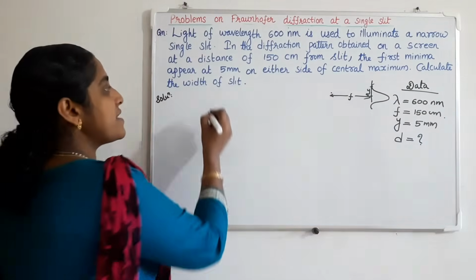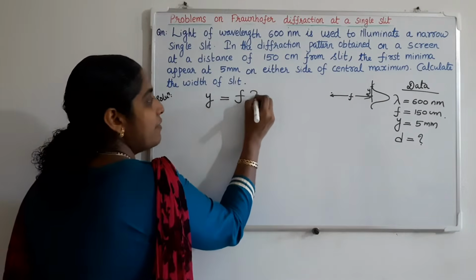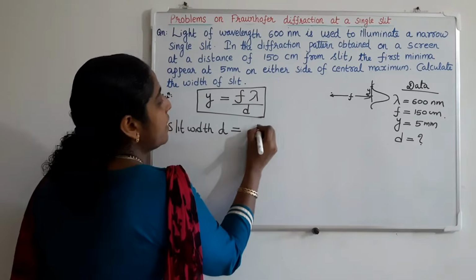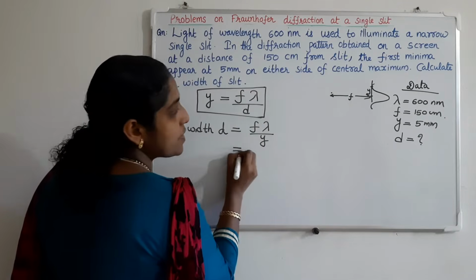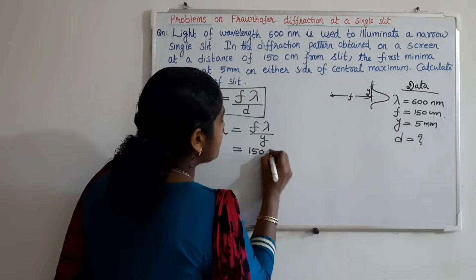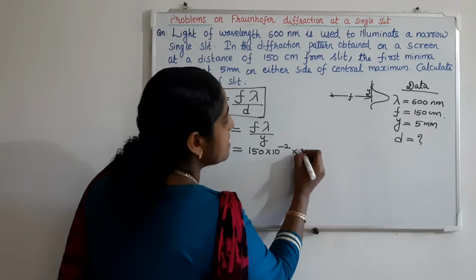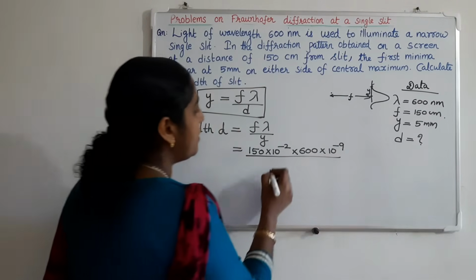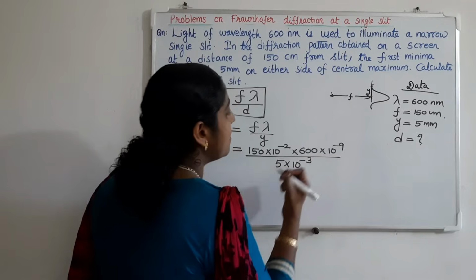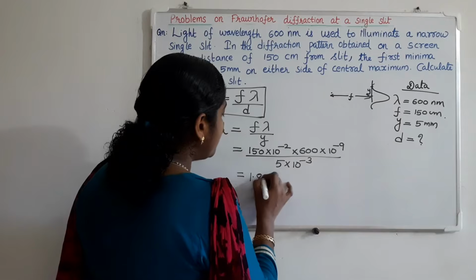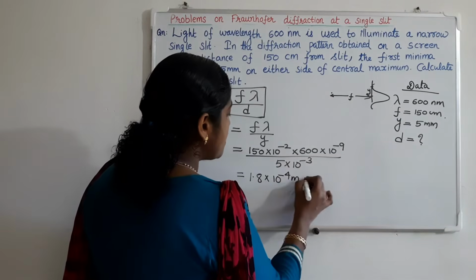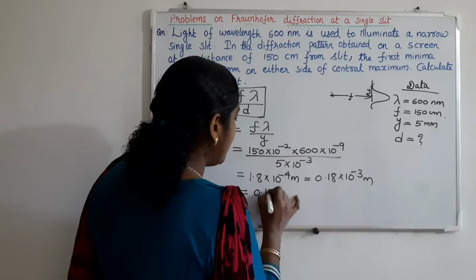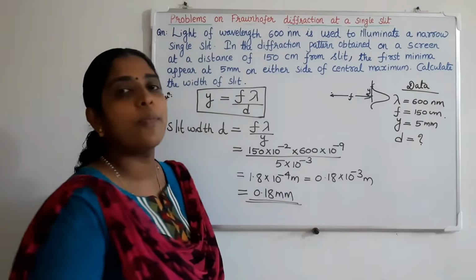So the expression for the first minimum distance from the central bright band is F lambda divided by D. So from this expression we can find out the slit width D as F lambda divided by Y. So substitute F as 150 centimeter, that is 150 into 10 raised to minus 2 meter, lambda is 600 nanometer, 600 into 10 raised to minus 9 meter, divided by Y is 5 millimeter, that is 5 into 10 raised to minus 3 meter. So on calculating it, 1.8 into 10 raised to minus 4 meter, that is 0.18 into 10 raised to minus 3 meter, or it is 0.18 millimeter. So the slit width in this question is 0.18 millimeter.